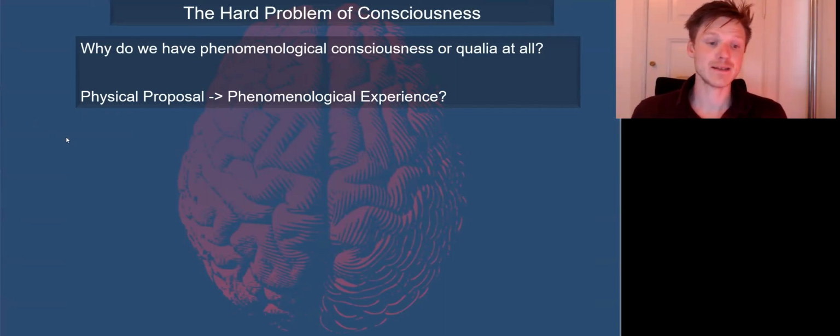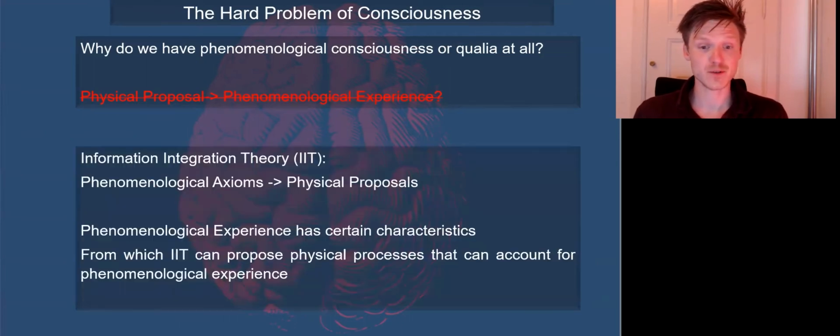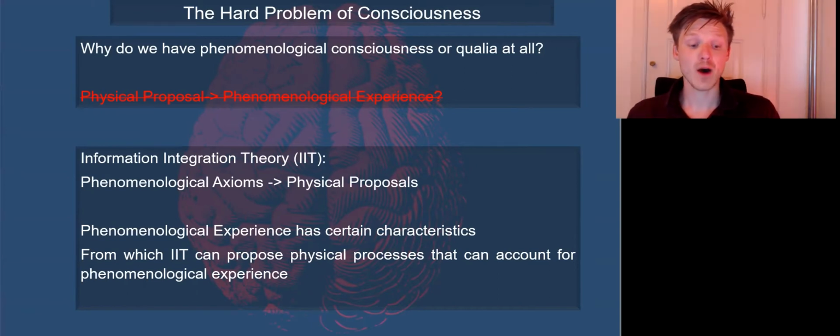So the idea behind IIT is that you shouldn't start from physical principles, but instead you should approach the problem by accepting phenomenological experience as real, with real characteristics and a certain structure, and then propose physical processes that might be able to account for how conscious experience is in that way. Or in other words, to solve the hard problem of consciousness, we need to take offset in phenomenology and then propose physical mechanisms or characteristics that can account for that phenomenology.